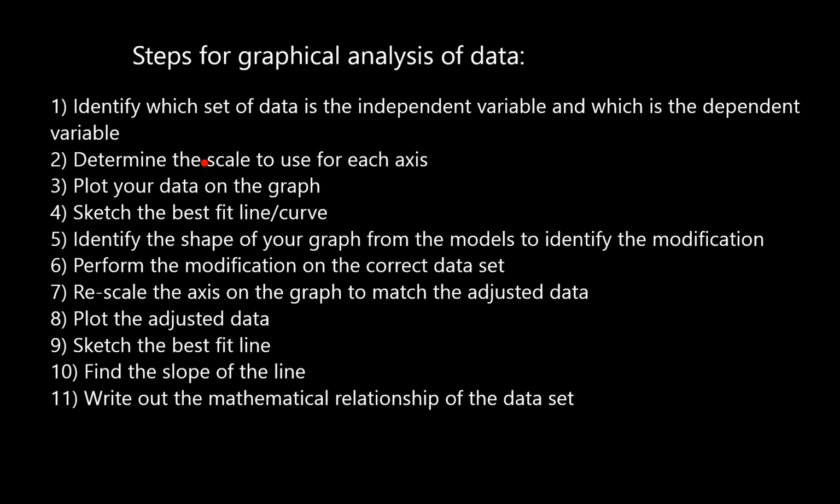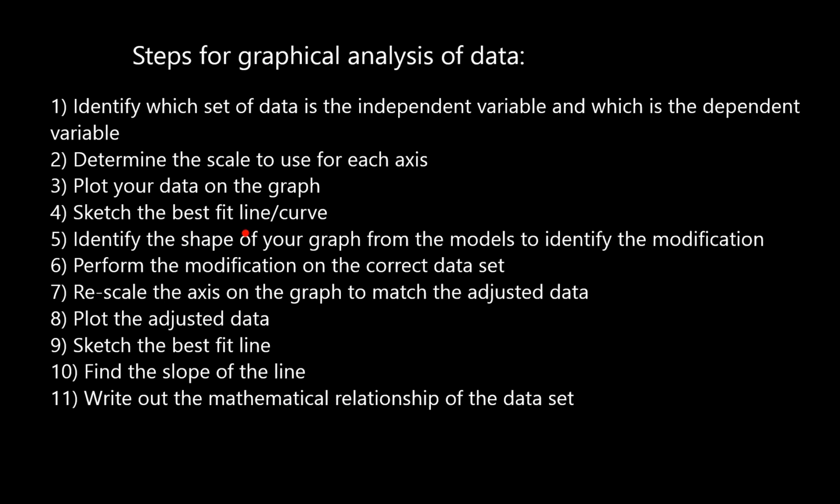Next, determine the scale to use for each axis. So if the largest value is, say, 40, and your grid lines are 10, you would take 40 divided by 10, and that would mean that you would use 4 points per grid line. Plot your data on the graph. Once you have your grid lines set and your axes labeled, you plot your x and y, or independent and dependent variable, accordingly to get your shape.